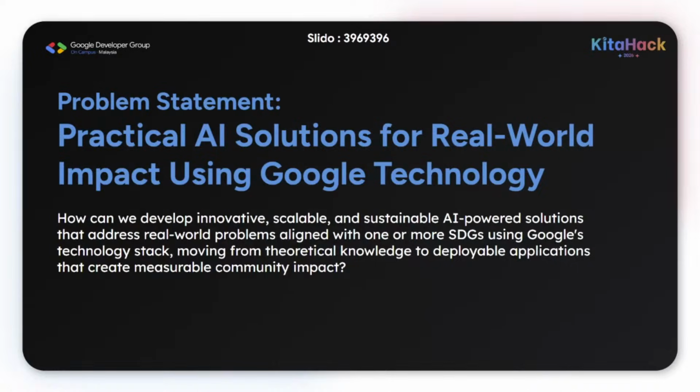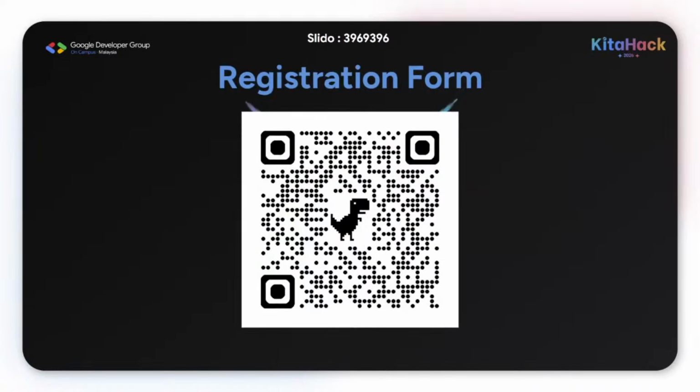Okay, so now we will move to the registration form. So what are you guys waiting for? Just scan the QR and join KitaHack 2036 before it's too late. And KitaHack 2036 also allows solo participants. So for those who didn't get any team member, no worries, you can just join solo. Why not? So let's scan the QR.